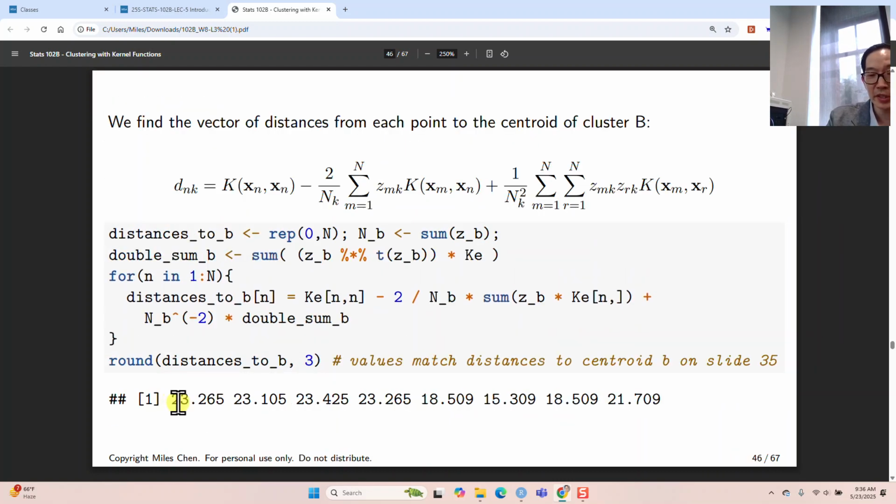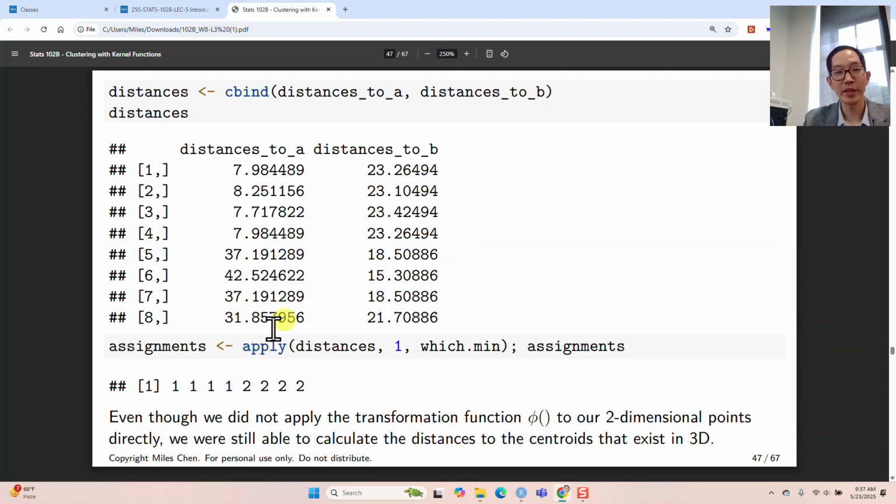Similarly, we can get all of the distances to centroid B using this same formula. As messy as this thing is, it allows us to calculate the distances in that higher dimensional space without actually having to calculate the centroids in that higher dimensional space. And by doing that, we can redo our cluster assignments and get our clusters. So we have cluster 1, cluster 2, and we end up with the same results.